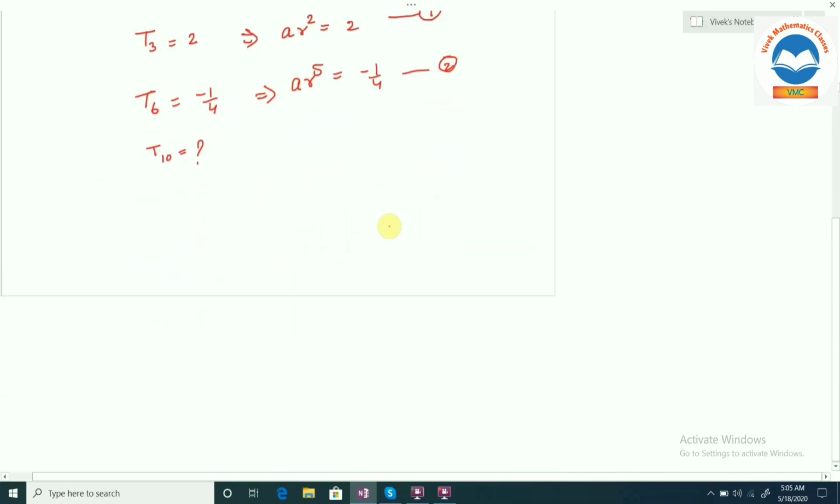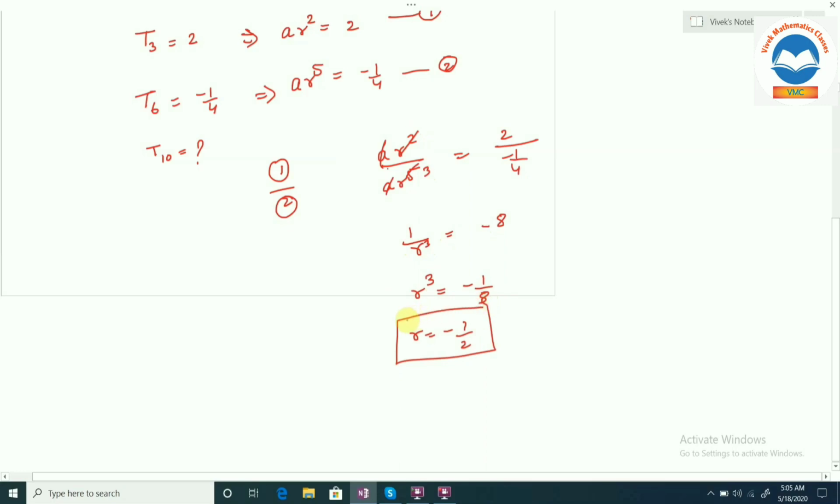Divide equation number 1 by 2. So we will get ar square divided by ar to the power 5 equal to 2 divided by minus 1 by 4. a cancels out, r square will cancel out. Here we will get r cube. So 1 by r cube we are getting as minus 8. So r cube value will be minus 1 by 8. So r will be equal to minus 1 by 2.